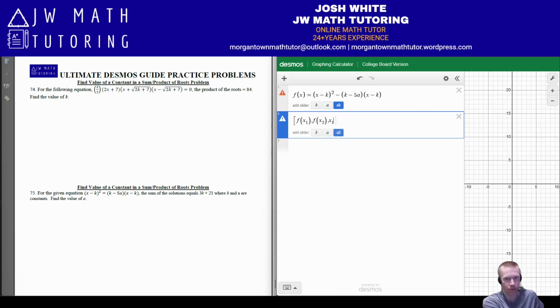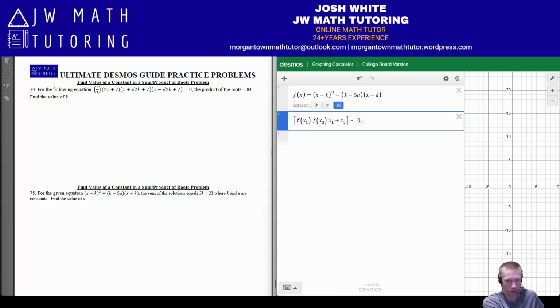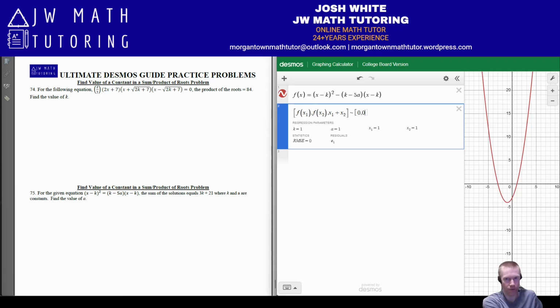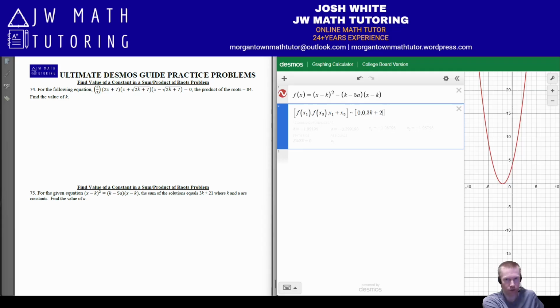And we know that the sum of them, so x1 plus x2, and our tilde, the first root is 0. That's what makes it a root. The second root, the y value is 0. So it makes it a root, and then the sum of them is 3k plus 21. Okay, is it giving us the right value for a here? That's what we're asked to find.